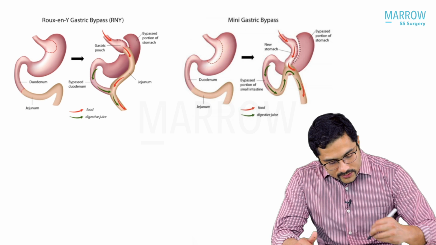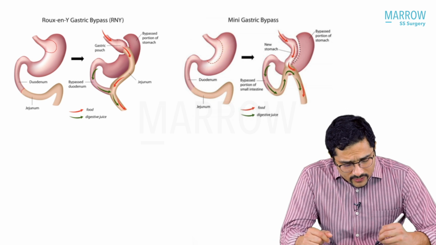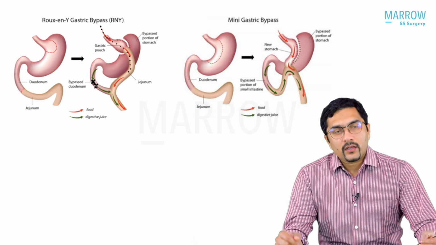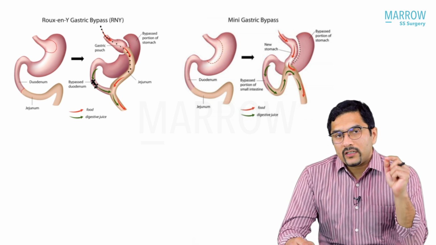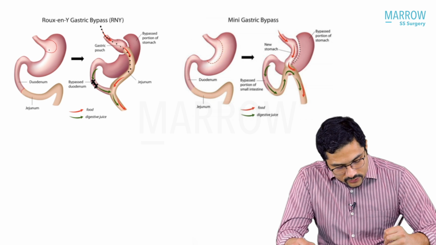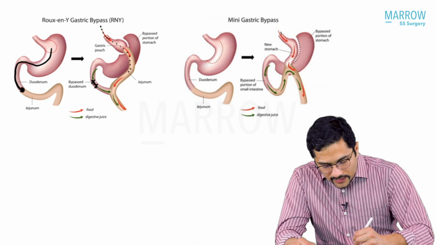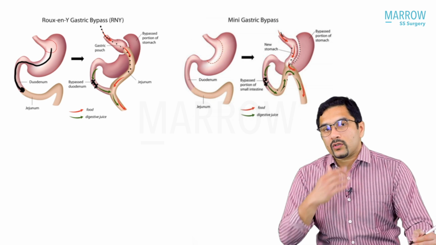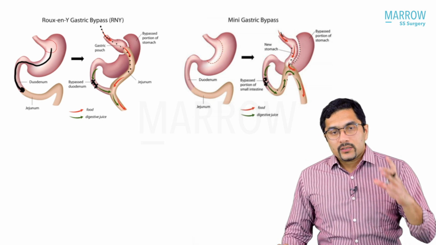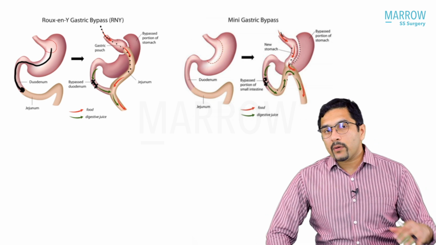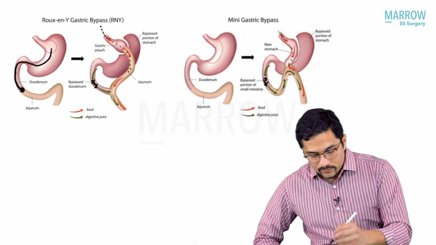Why? Because if you see here, after reconstruction, if I put in the endoscope from here, I cannot reach the ampulla of Vater, which we can reach directly from here, we cannot go in from here. Similarly, after mini gastric bypass also, I cannot put in the endoscope to reach the ampulla of Vater, so I cannot do an ERCP. So ERCP cannot be done in patients who have undergone a mini gastric bypass or Roux-en-Y gastrojejunostomy.